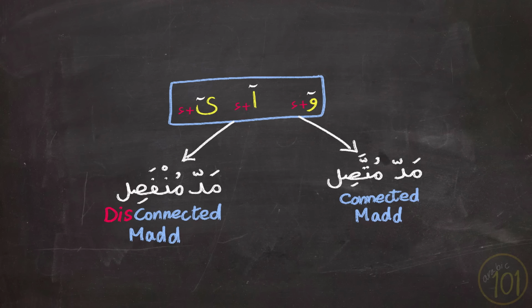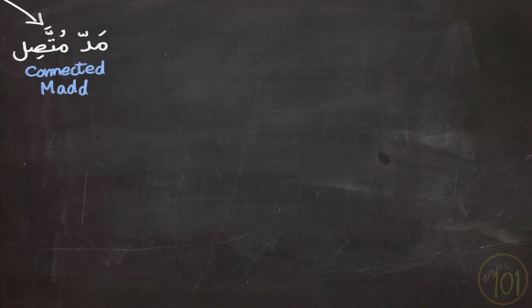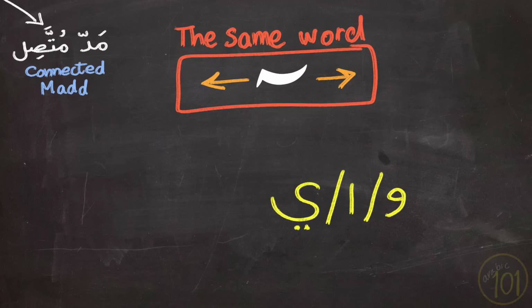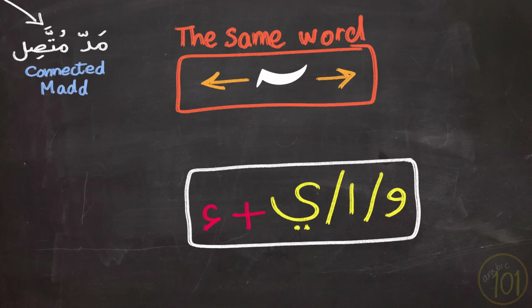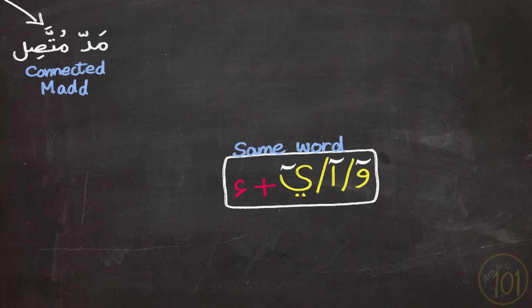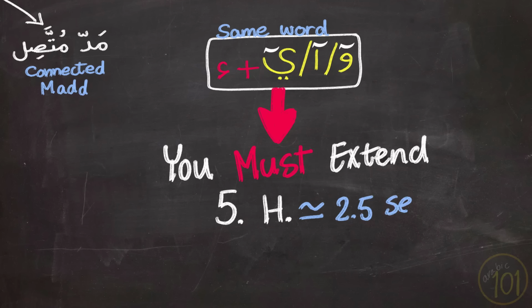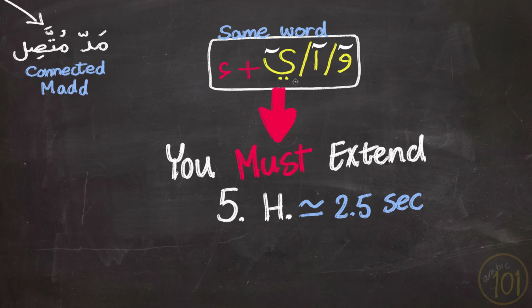So what's the difference between them, and how long is this extension? Let's start with the first one, med muttasil, or connected med. As the name suggests, med muttasil is connected from both ends, meaning it only occurs within the same word. So it has to be in the middle of the word, not the first or the last letter. In other words, the med letter and the hamza, the cause of the med, will have to exist in the same word. And when this happens, you will have to extend the letter for 5 harakat. And that's about 2.5 seconds. Like in these examples.